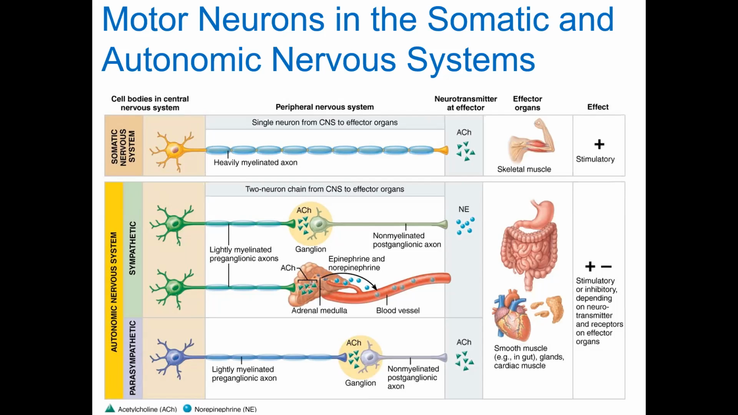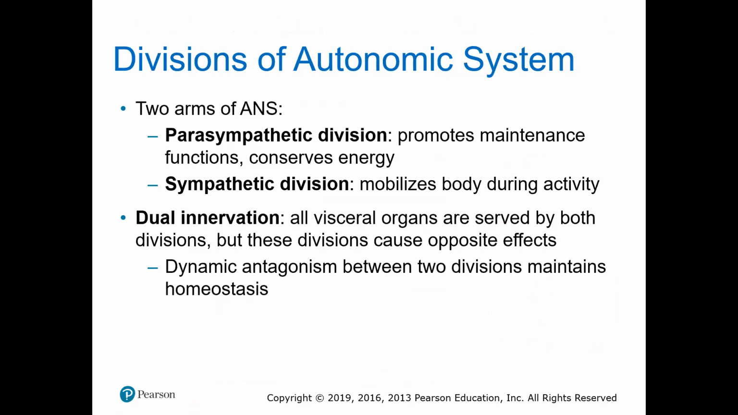It doesn't matter what the neurotransmitters are. Depending on the receptor, they can be stimulatory or inhibitory. The sympathetic side is always going to have norepinephrine as its postganglionic neurotransmitter. Its preganglionic neurotransmitter is acetylcholine. On the parasympathetic side, the preganglionic neurotransmitter is always acetylcholine, and so is the postganglionic neurotransmitter. It's always acetylcholine there too. So now let's move on.